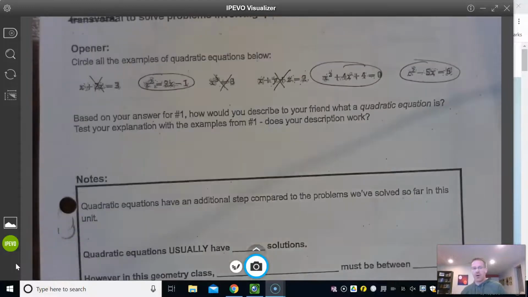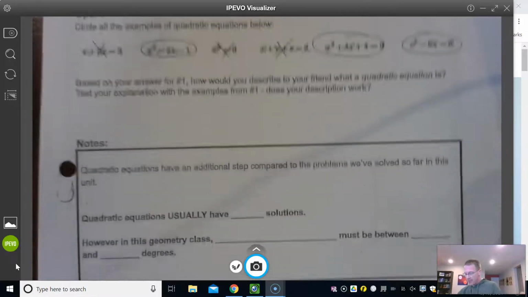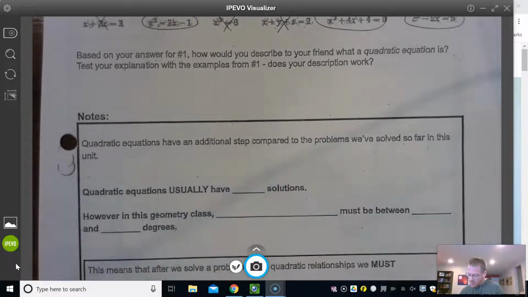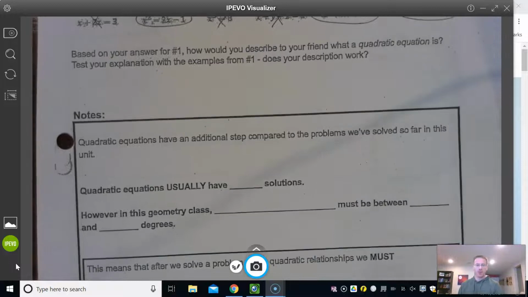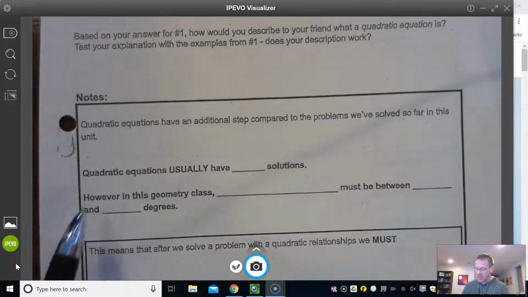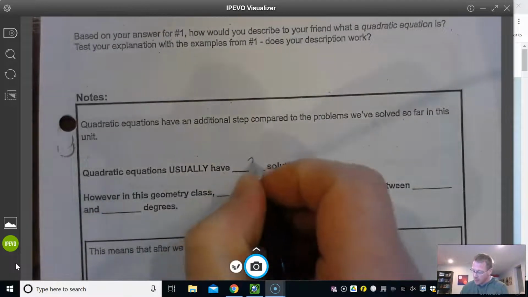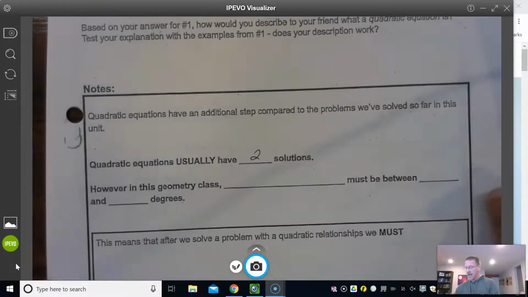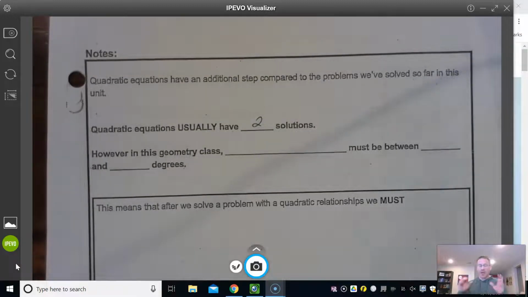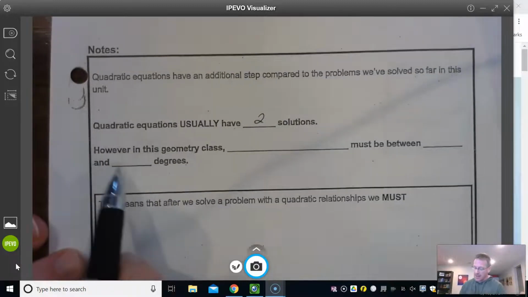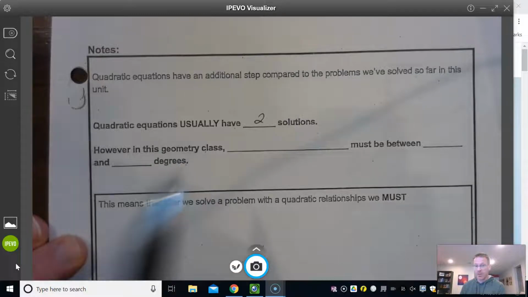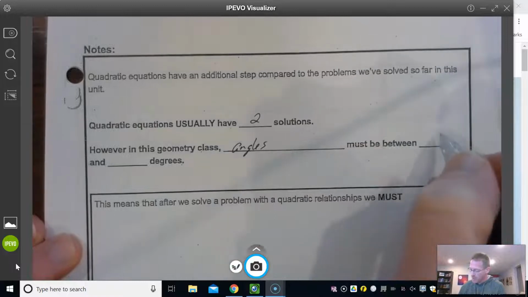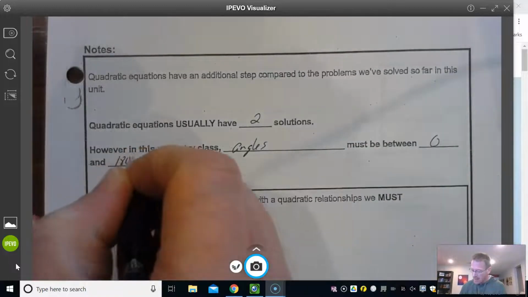All right, now, there are some specific things about quadratics that we have to remember. So one, quadratic equations have some additional steps. Now, here's what we know. One of the differences is that quadratic equations usually have two solutions. Now, what that means for us is we have to be aware of a couple things. So in geometry, here's one of the things we have to be aware of: angles must be between 0 and 180 degrees.